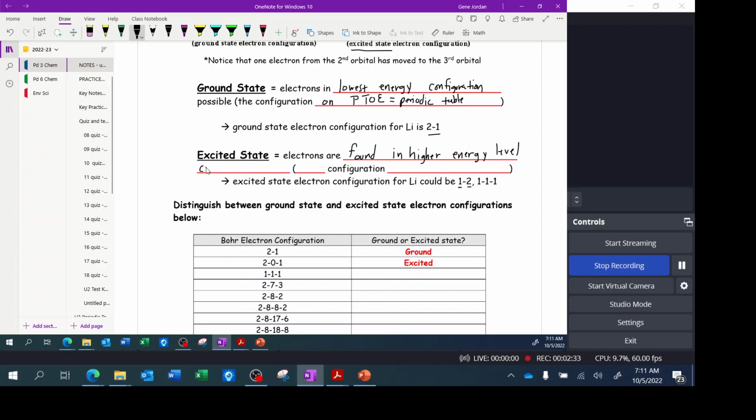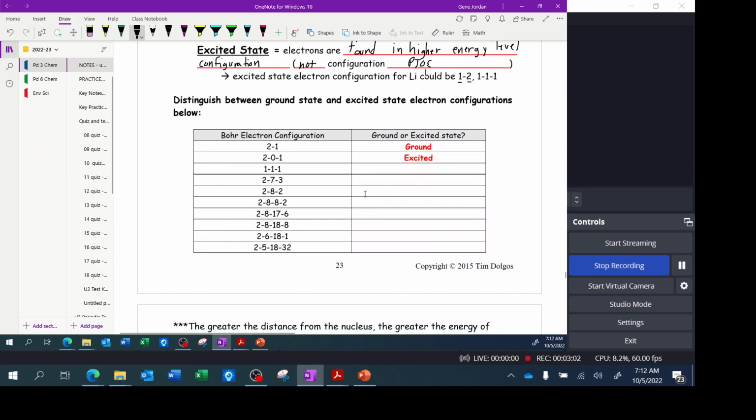And we call this a configuration again because it's the way things are arranged. And again, it's not found on the periodic table. So it's not the periodic table configuration. All right, distinguish between ground state and excited state configurations below.